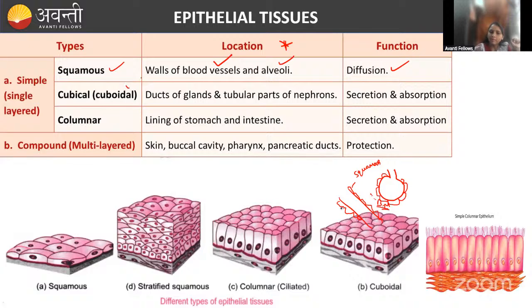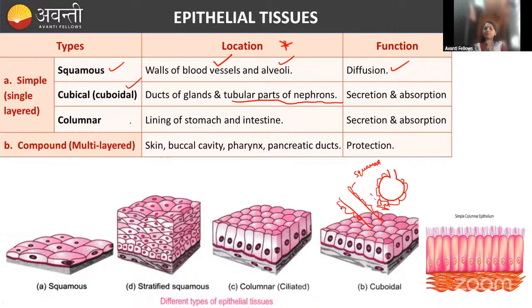Okay. Then coming to the cuboidal epithelium, these are also single layered, and these are mainly present in the ducts of the gland. You know that the glands which secrete hormones and other substances, right? Mainly there, the cuboidal epithelium will be there. Also in the tubular part of the nephron, during urine formation, mainly the proximal convoluted tubule. You have seen, right? In all those, mainly the cuboidal epithelium will be present. Okay. Then the ducts of the gland also consist mainly of cuboidal epithelium.